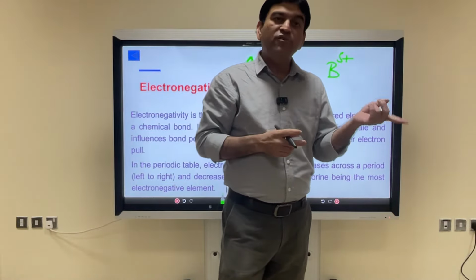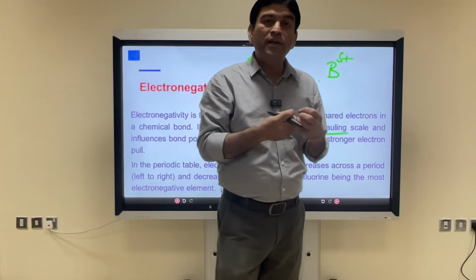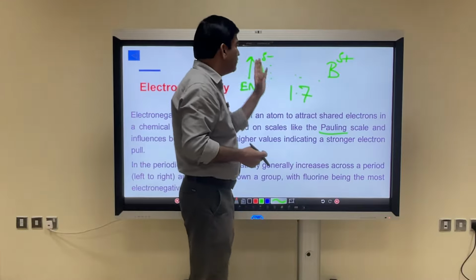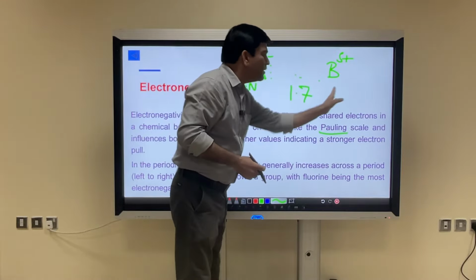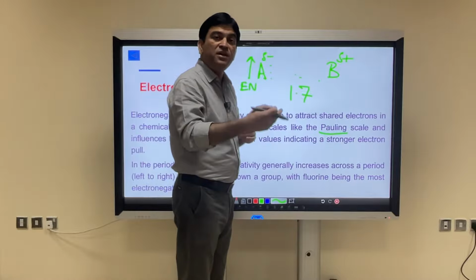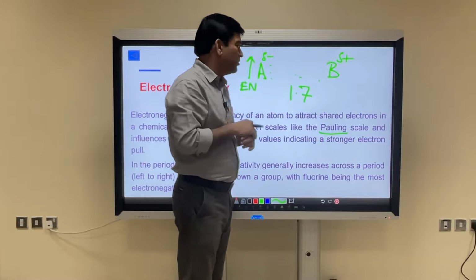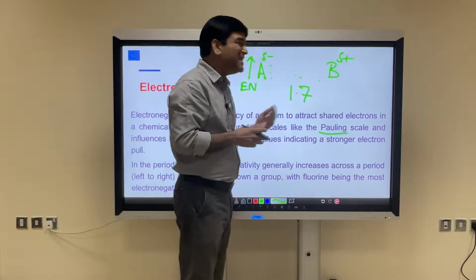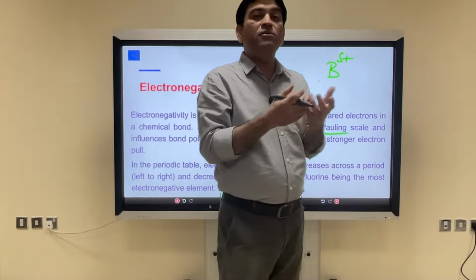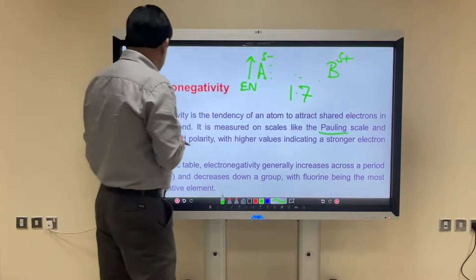So ionic bonds are formed by the transfer of electrons, and covalent bonds are formed by the sharing of electrons. If the difference of electronegativity between two atoms is more than 1.7, there will be a transfer of electron, which means a formation of an ionic bond. And if the difference is less than 1.7, then the electrons will be shared, which means a formation of a covalent bond.